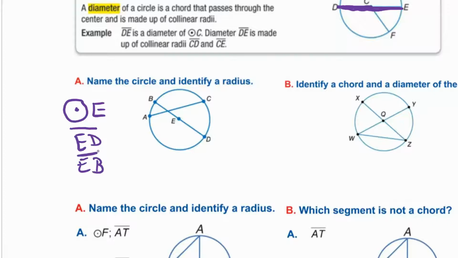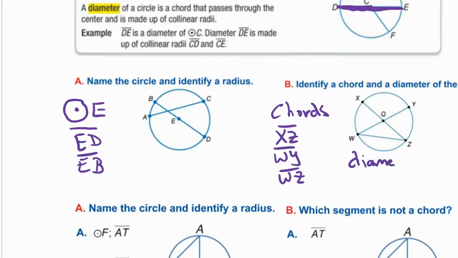In problem B, it asks us to identify a chord and a diameter of the circle. So for chords in this picture, we have XZ, WY, and WZ. Of those three chords, two of them are diameters: XZ and WY.